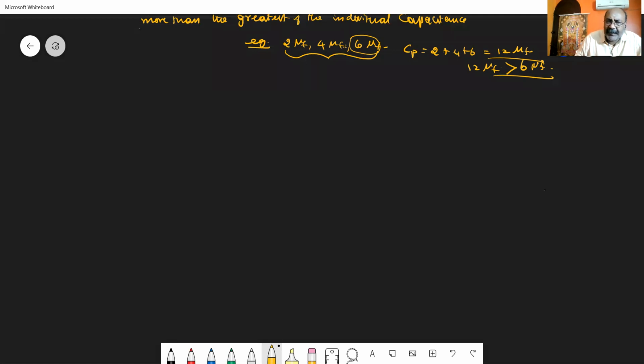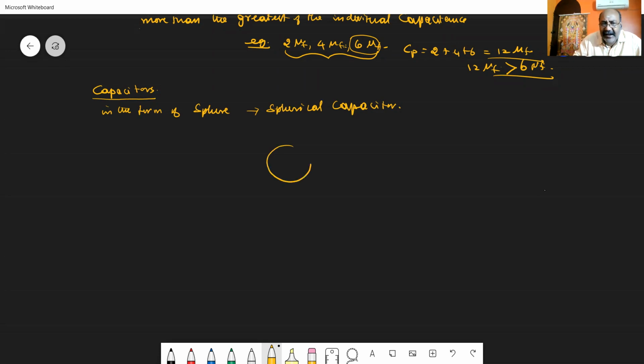See, there are also capacitors. If you consider the capacitors in the form of a sphere, then we call them spherical conductors or spherical capacitors. If it is a spherical capacitor, it will be like this. You have an inner sphere and an outer sphere. In between, the gap will have what? The gap will have the dielectric medium, either air or some other dielectric.